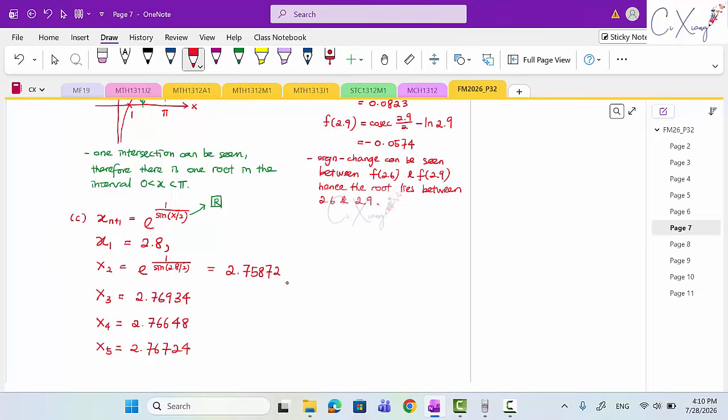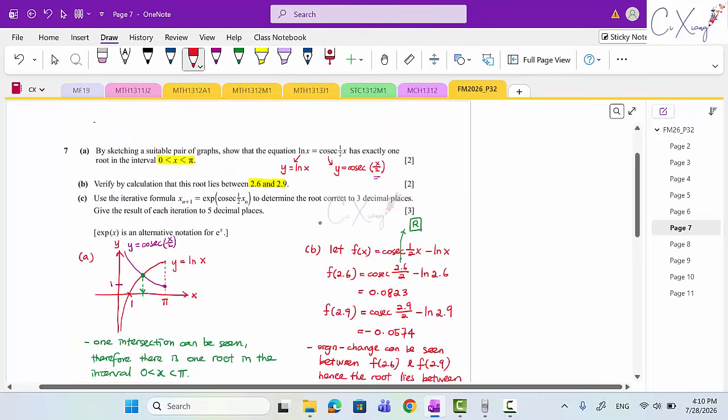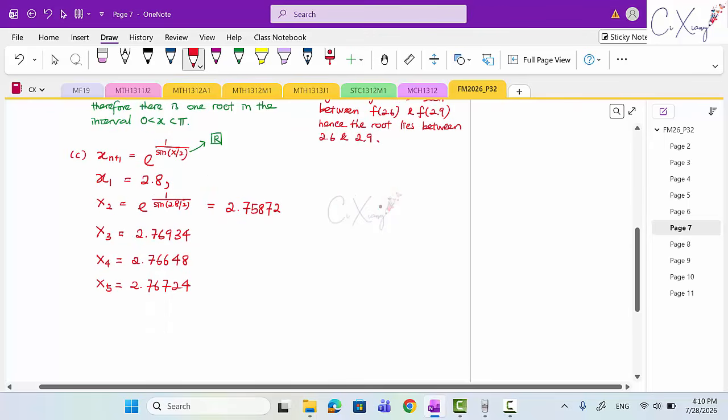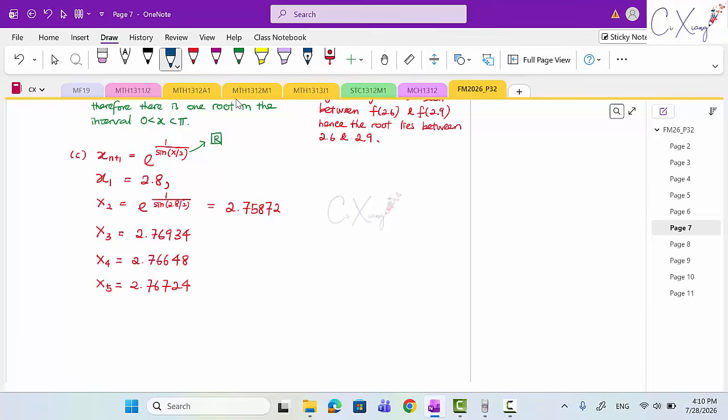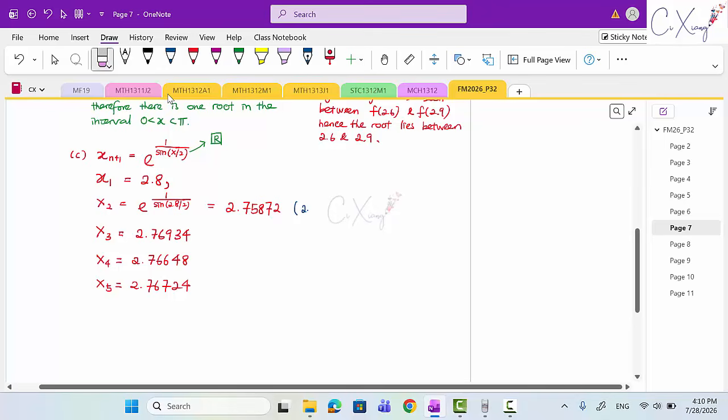Maybe some of the students will ask, when should we stop this process? According to the question, because it is asking for the root correct to three decimal places, if you have a few values that repeat to 3 decimal places, then you can stop. So let's have a look here. For this one, the 3 decimal places answer should be 2.767.